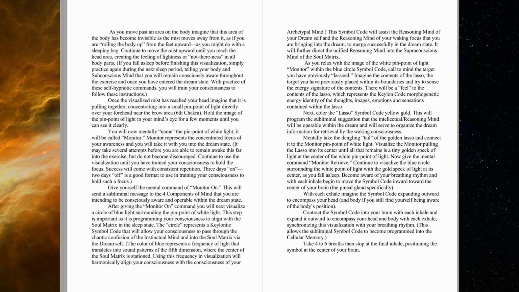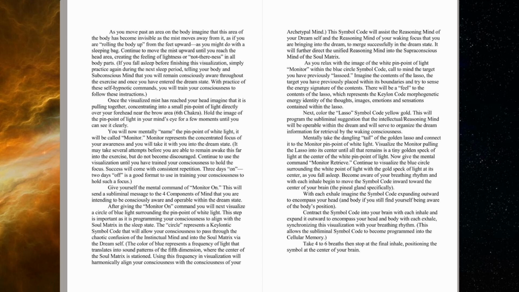The circle represents a Keylontic symbol code that will allow your consciousness to pass through the chaotic confusion of the instinctual mind and into the soul matrix by the dream self. The color blue represents a frequency of light that translates into sound patterns of the fifth dimension, where the center of the soul matrix is stationed. Using this frequency and visualization will harmonically align your consciousness with the consciousness of your archetypal mind.